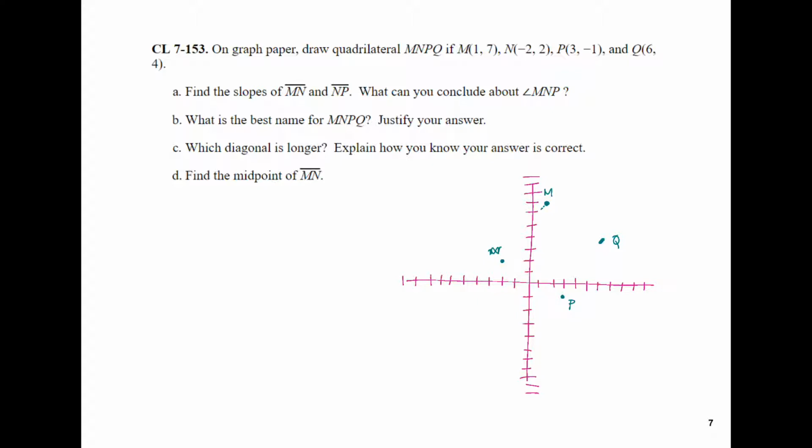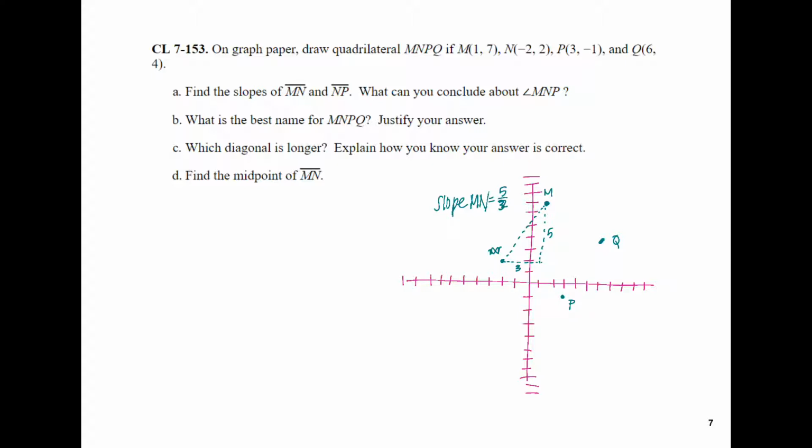So when we look at the slope of this line, we are asking ourselves, how many did we run and how many did we rise? So we ran 3 units and we rose 5 units. So the slope of MN is up 5 over 3, excuse me.